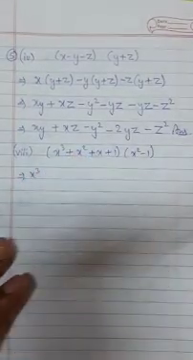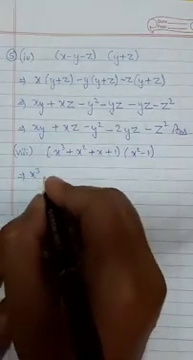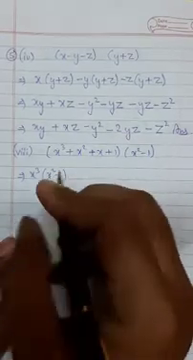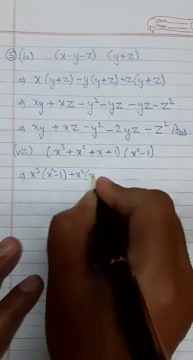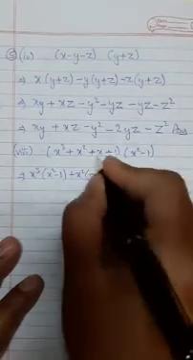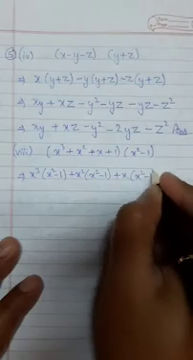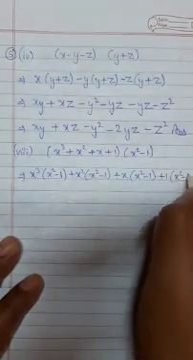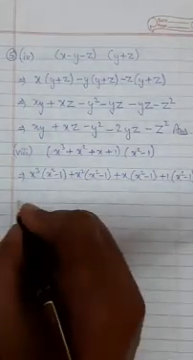X cube from the first bracket has been taken outside, writing the second bracket along with it. X square minus 1. Then the second term is taken, writing the second bracket again. The third term taken, writing the second bracket again. And the fourth term taken, the second bracket again. I hope this part is okay. Now going with the multiplication.